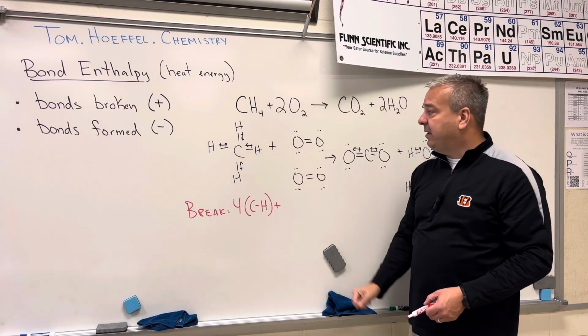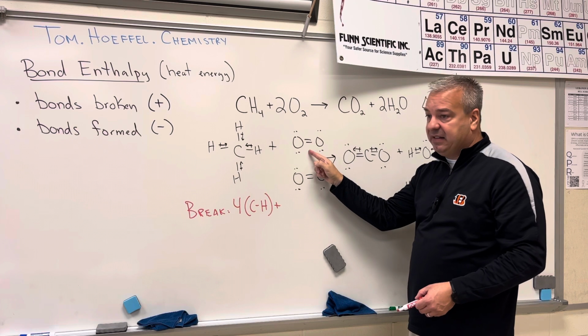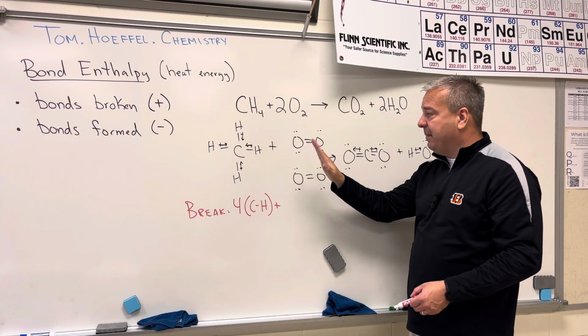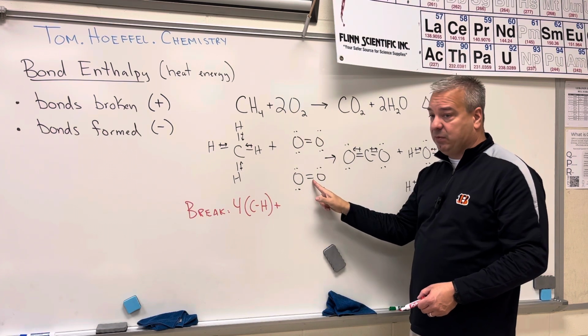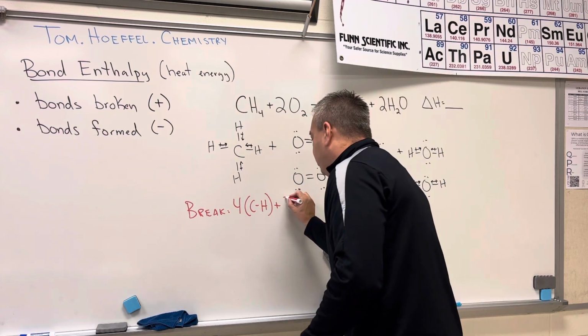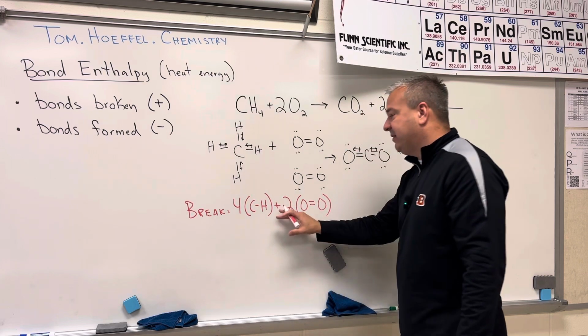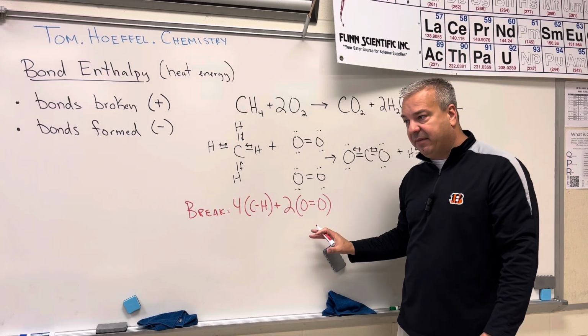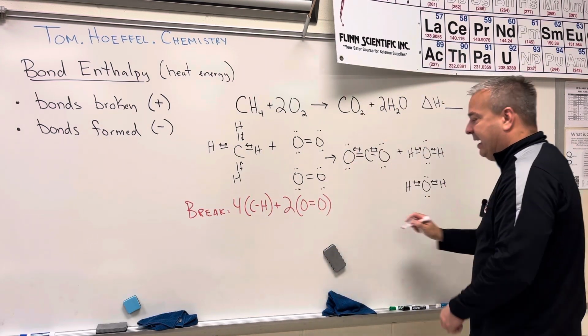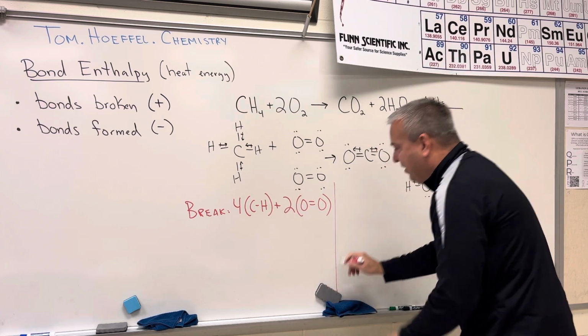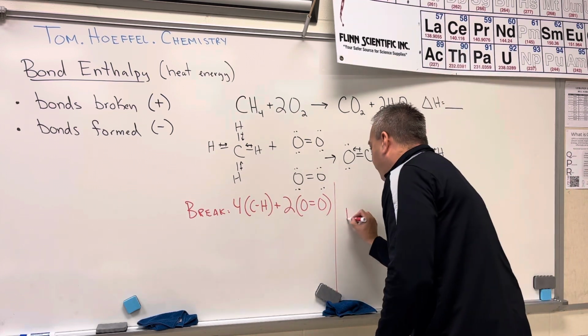For the O2, I'm going to break this double bond that exists between O2. And I'm not just going to do this one, but I'm going to do this one as well. So we're going to end up breaking 2 oxygen to oxygen double bonds. Okay, so this is what we're going to break. On the right-hand side here, so I'm going to draw kind of like a divider, okay, we're forming bonds.